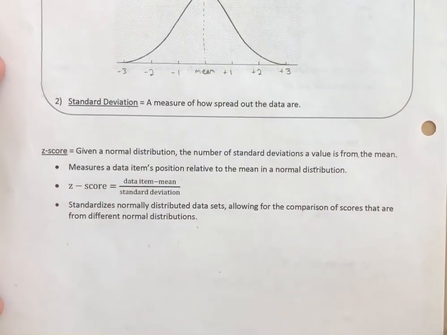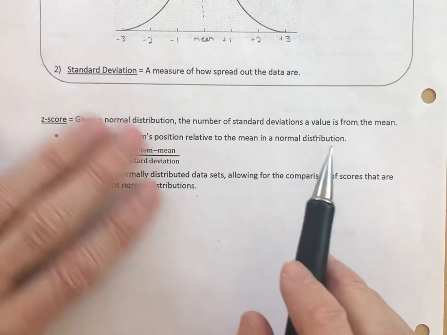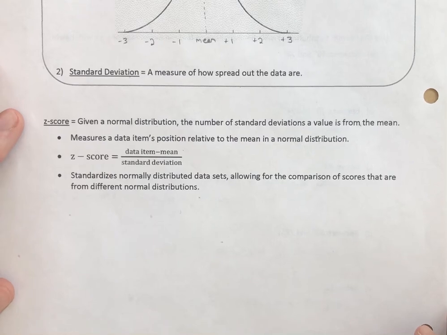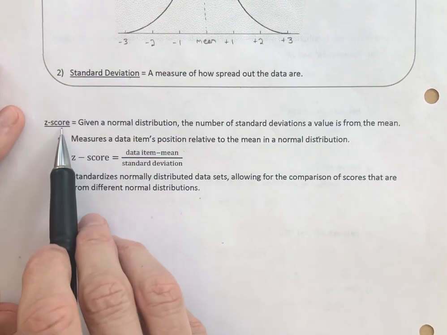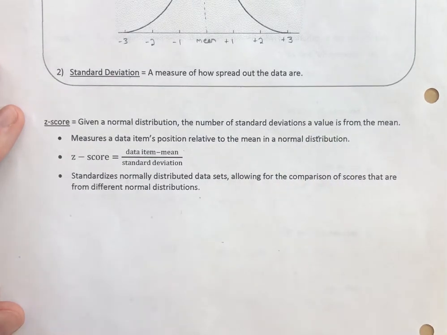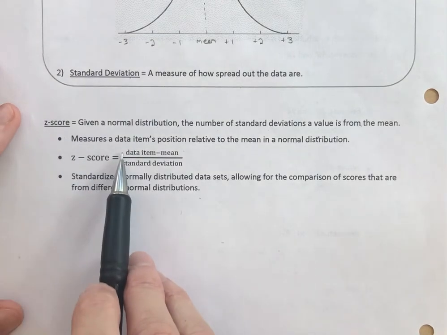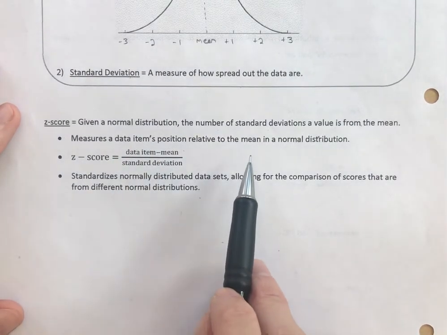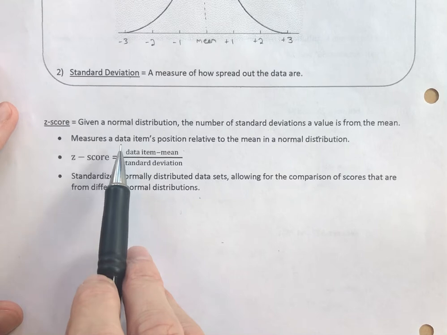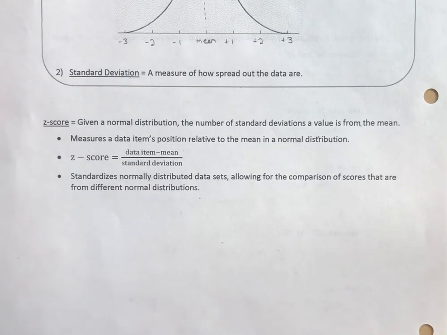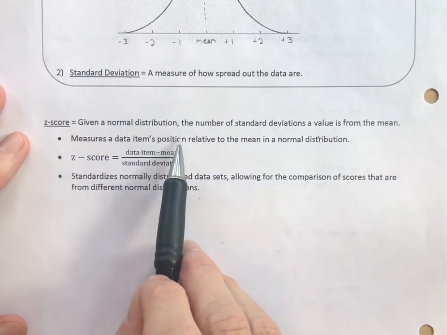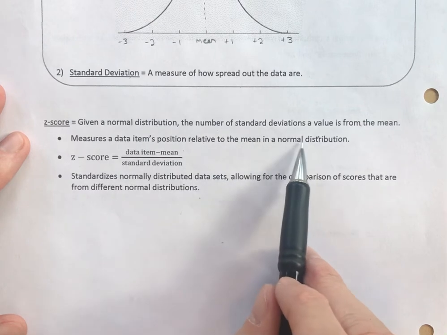So what is a z-score? Well, a z-score, given a normal distribution, again, this does not work if the distribution is not normal, is the number of standard deviations a value is from the mean. So the z-score tells you, I am 1 standard deviation above the mean, or I am 1.7 standard deviations below the mean. The z-score tells you where you stand relative to the mean. It measures a data item's position relative to the mean in a normal distribution.